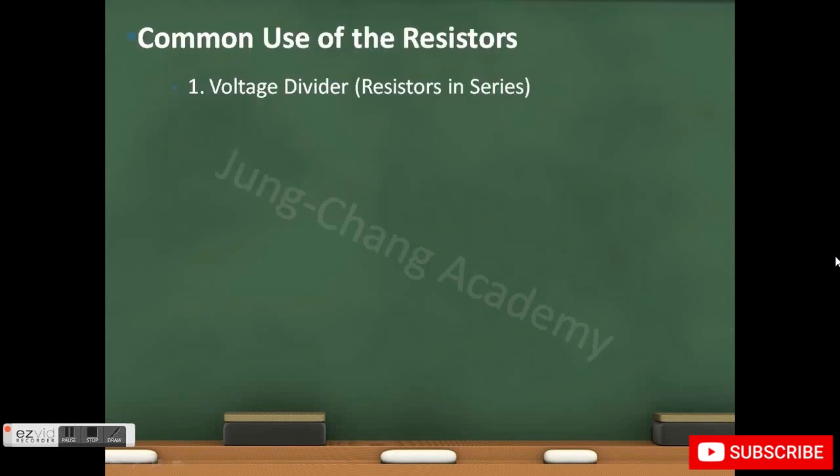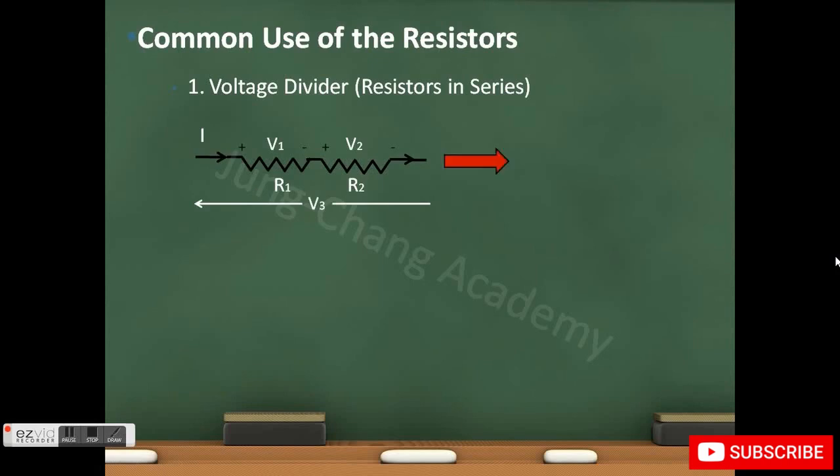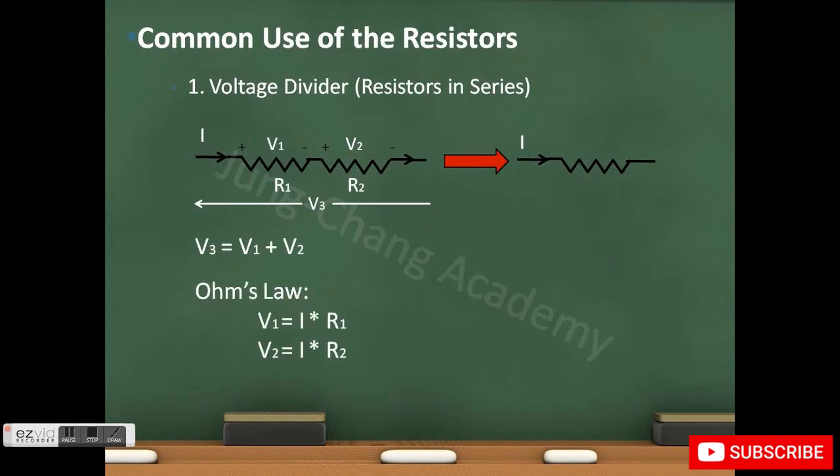First, we're going to look at resistors in series, and our goal is to simplify this with just a single resistor. So when we have two resistors R1 and R2, each has a voltage drop V1 and V2, we know that the total voltage drop V3 is just V1 plus V2. According to Ohm's law, V1 is just I times R1 and V2 is just I times R2. So when we sub in V1 and V2 in here, we get V3 equals I times R1 plus I times R2. Now if we take the common factor I out, we end up with this equation.